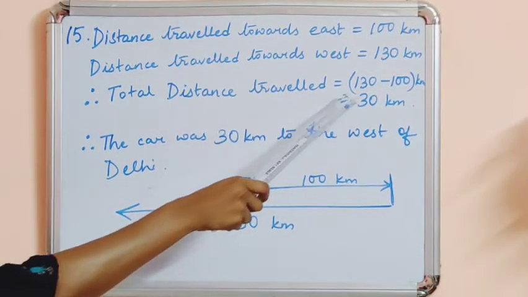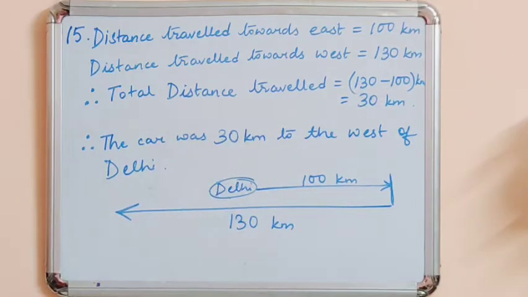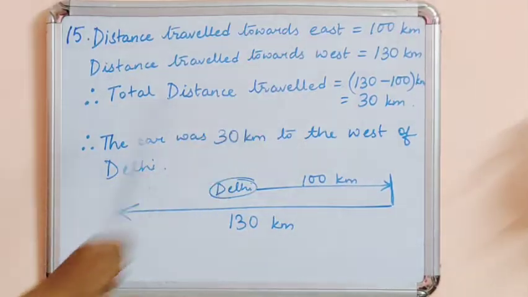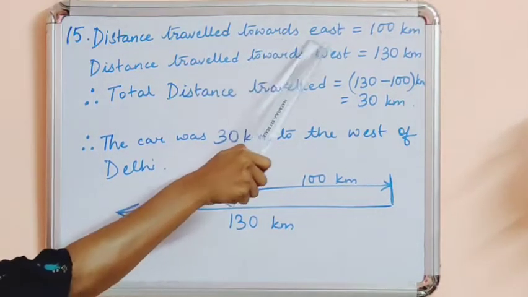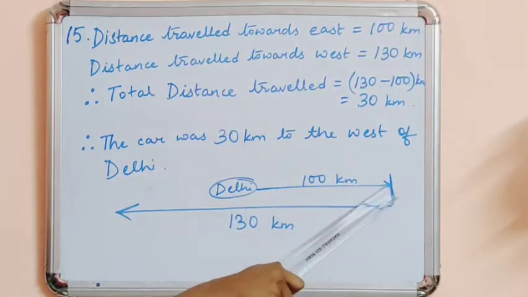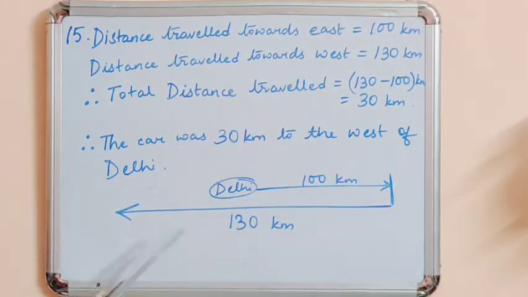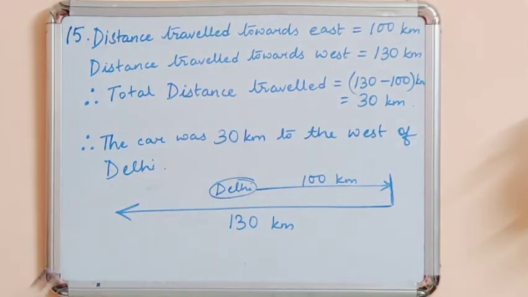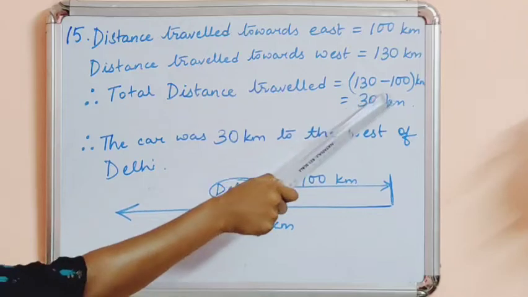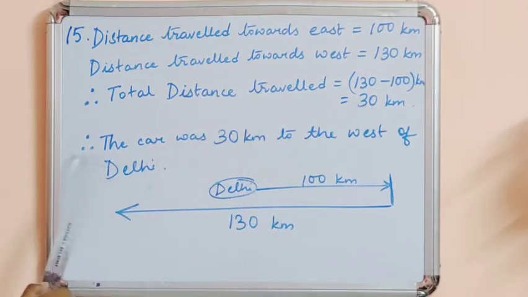See, we are subtracting these two distances. Why are we subtracting these two distances here? For total distance we should be adding these two, isn't it? But here the car is travelling first towards east and then towards west. So the car is moving in opposite directions. First it was moving towards east and now towards west. That is why we will be subtracting these two. So this comes to 30 km.